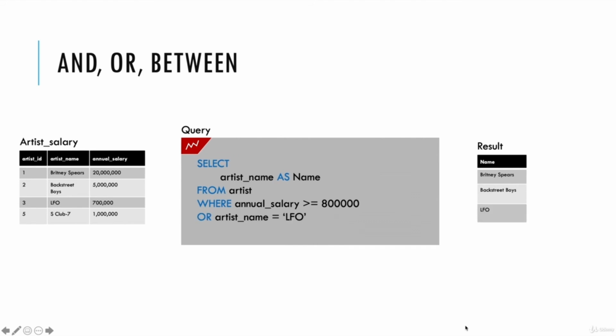Instead of and, you could also use an or, and in this scenario, if either one of these situations becomes true, the results will come back. So if the annual salary is greater than or equal to $800,000 or the artist name is LFO, let's bring them back. Now you can see we have Britney, Backstreet Boys, and LFO. Even though LFO's salary is not greater than $800,000, because of the or, we are bringing back the artist name LFO.